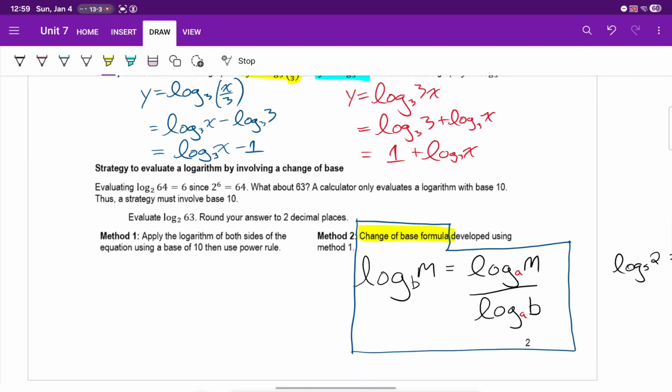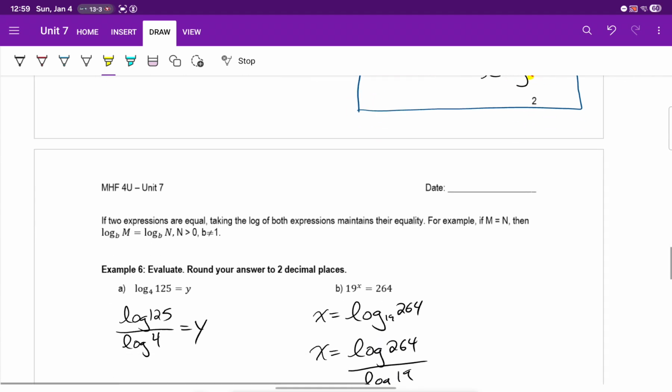We also, in this lesson, looked at the change of base formula, which is if I want to break this log apart, I can do that by changing my base to anything. In this case, I just pick the letter a. I could pick base 10, I could pick base 2, and I do the log of m base a divided by the log of b base a. And that's a way to change the look or appearance or the base of my logarithm.